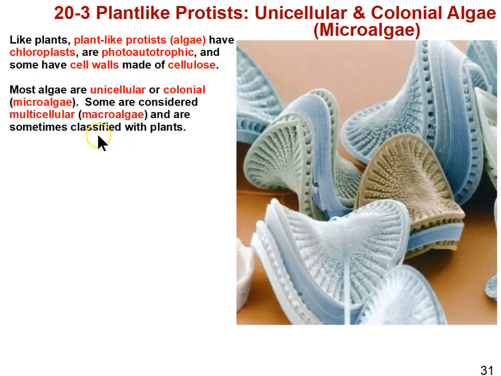That's what plants have. Most algae are unicellular or colonial, and we're going to refer to those as the microalgae. You'll notice that that's what we're going to be looking at first. So you can divide up the algae into two groups, microalgae and macroalgae. So we're looking at the microalgae first, the ones that are unicellular and colonial. And some are considered truly multicellular, and those are the ones that we're going to refer to as macroalgae.